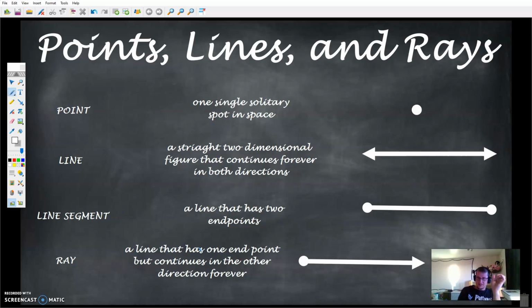Okay, so that point is just that single solitary space, that one spot in space that is dedicated to that point. A line is going to take a whole bunch of those points and just go on forever and ever and ever, where the segment will take those 2 points and end that line on both sides. And then a ray combines the two of those, so it's got one endpoint and then a line that goes forever. So point, line, line segment, and ray. Check out the activity, see if you can figure those out. If you need to, refer back to the video or reach out.